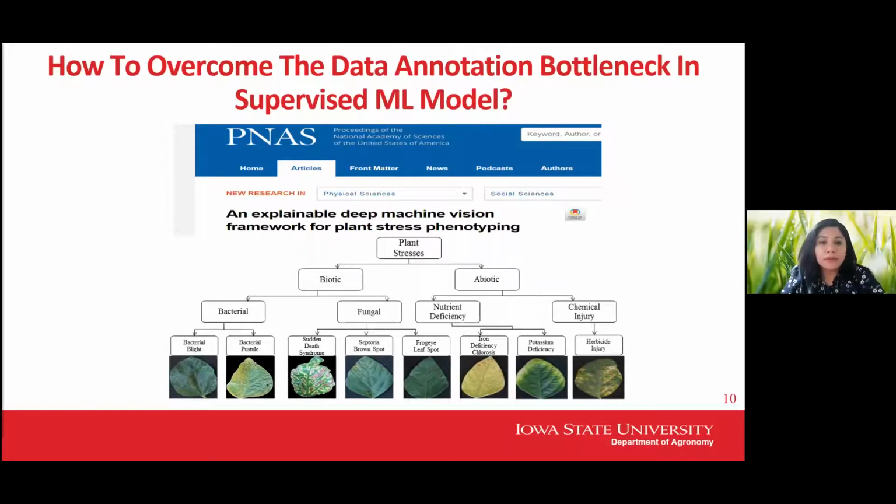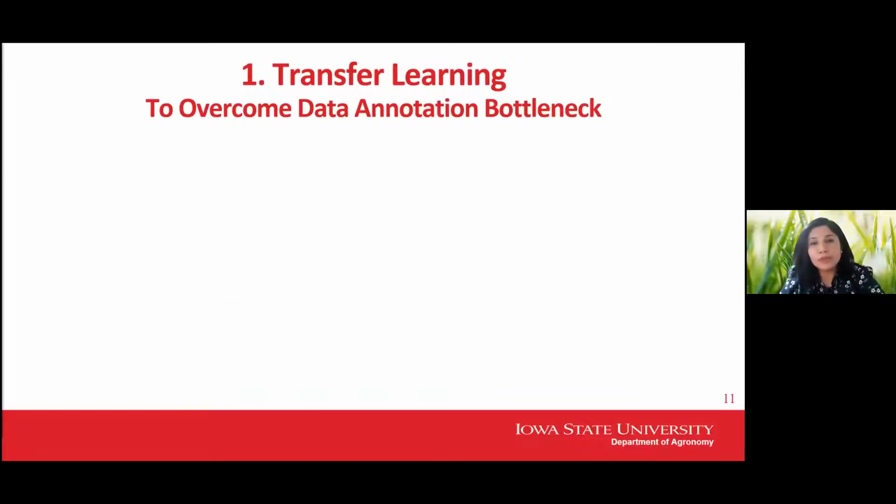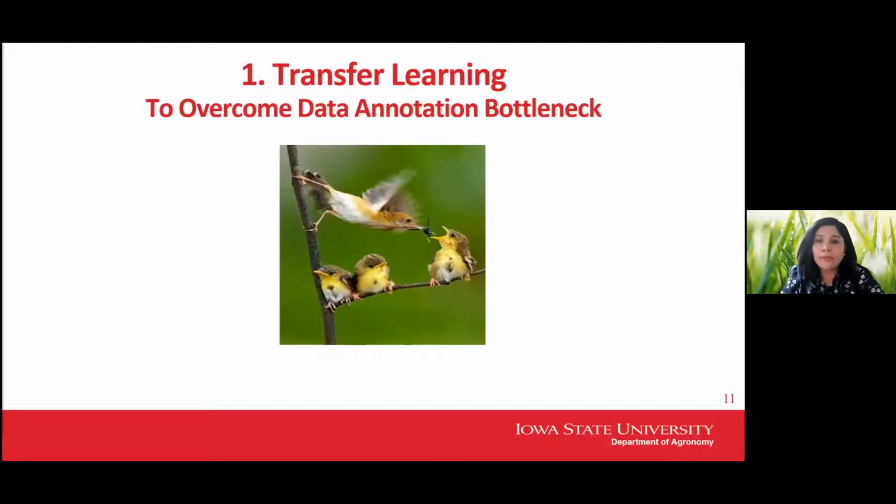One technique which can be used to overcome the data annotation bottleneck is transfer learning. Transfer learning is a machine learning technique where the idea is to train a model on one task and repurpose it for a second or related task. So basically, transfer learning is an optimization technique which allows for rapid and improved performance when modeling a second task, especially one that has a smaller data set.